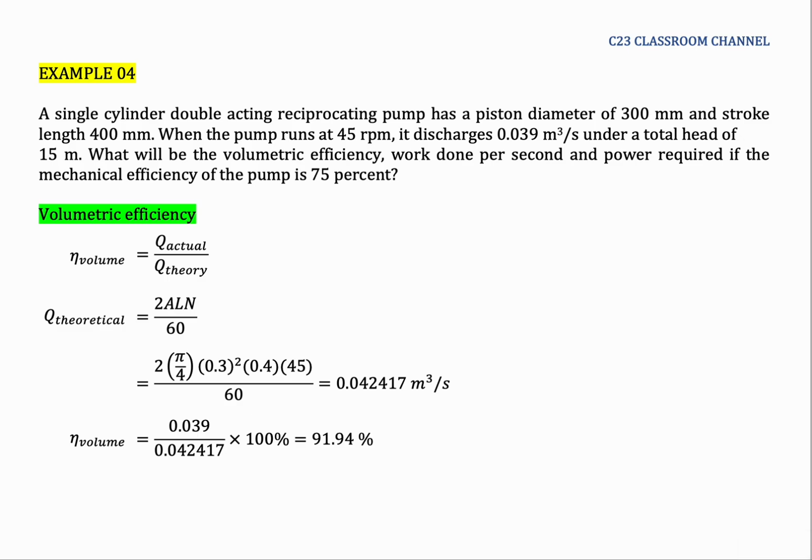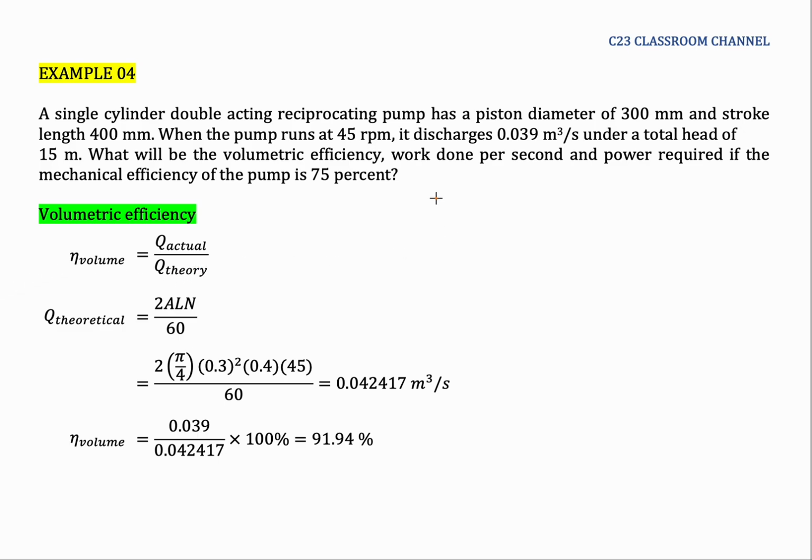We go for example 4 here. A single cylinder double acting reciprocating pump has a piston diameter of 300 mm and stroke length 400 mm. When the pump runs at 45 RPM, it discharges 0.039 meter cube per second under a total head of 15 meters. What will be the volumetric efficiency, work done per second, and power required if the mechanical efficiency of the pump is 75%?